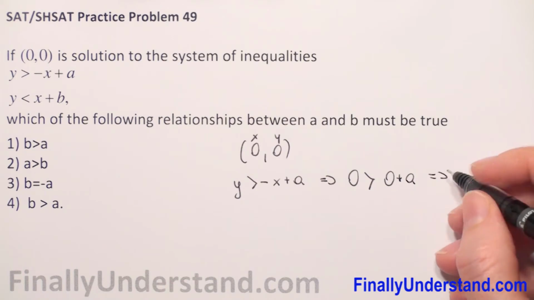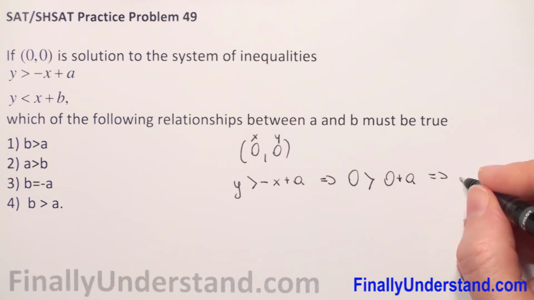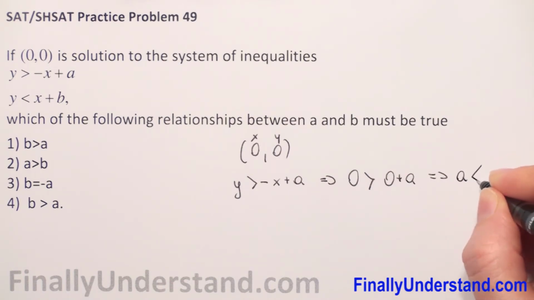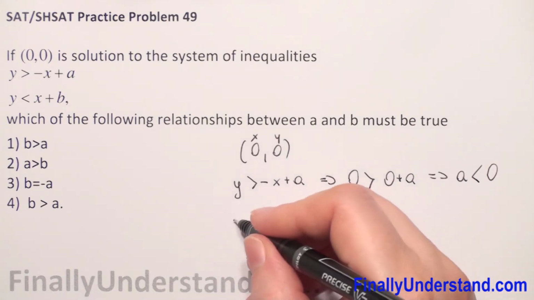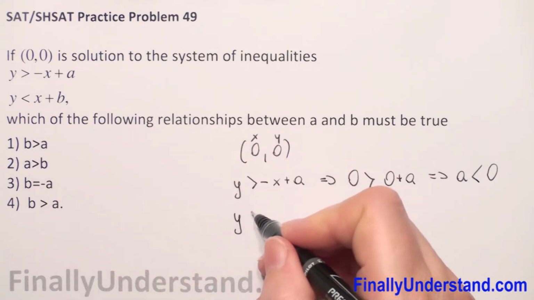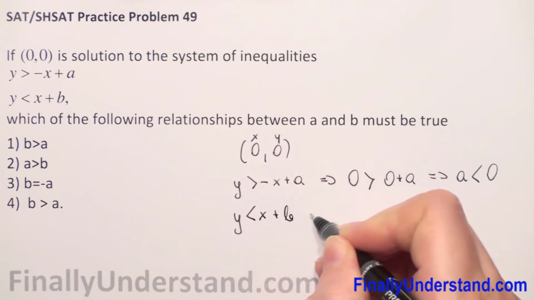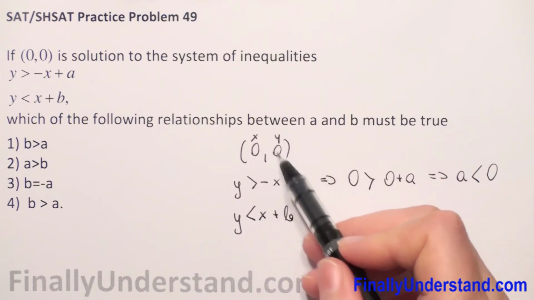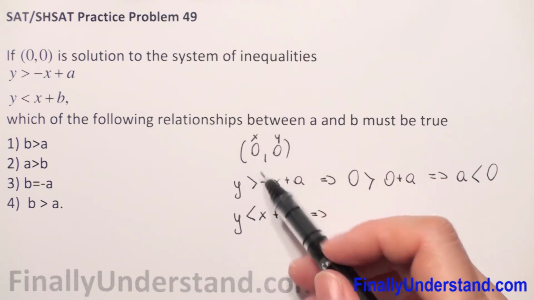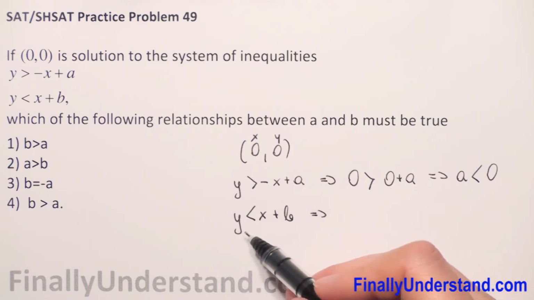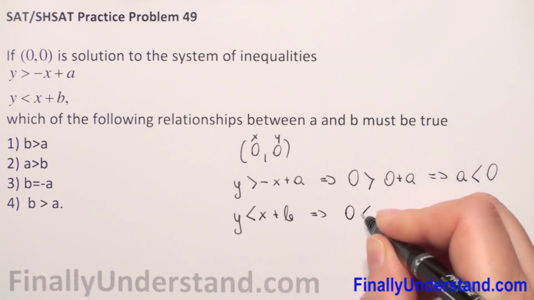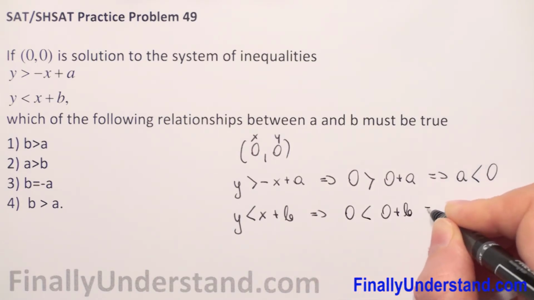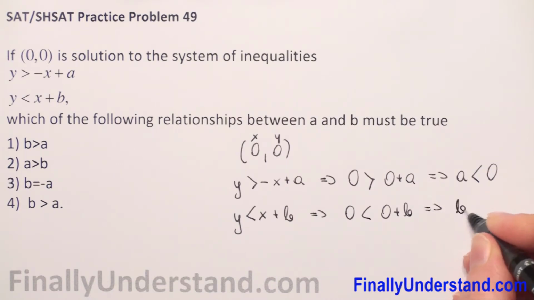So what we have, that we can change the sides: a is less than 0 from the first inequality. And from the second, let me copy, y is less than x plus b. Again, because this point is a solution to our inequality, we can substitute y by 0, x by 0. So we have 0 is less than 0 plus b. I will change the sides and we have that b is greater than 0.